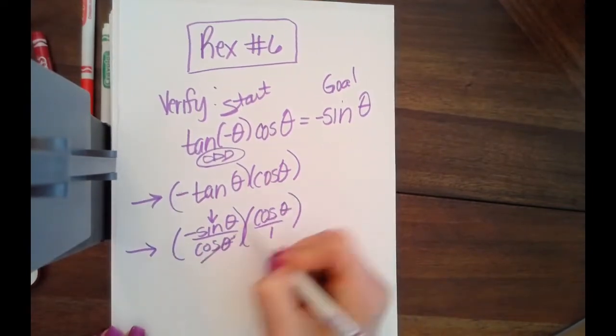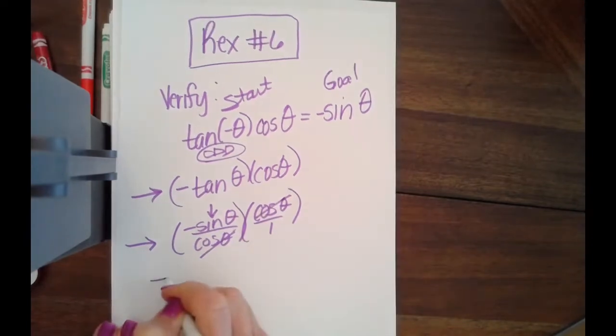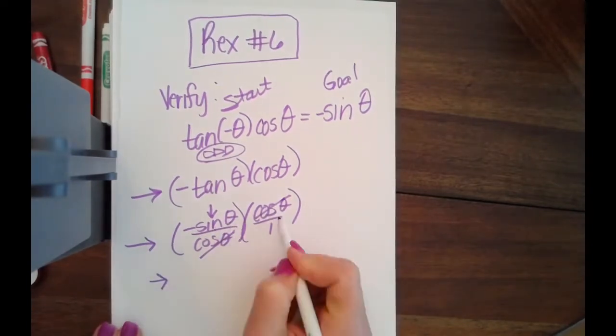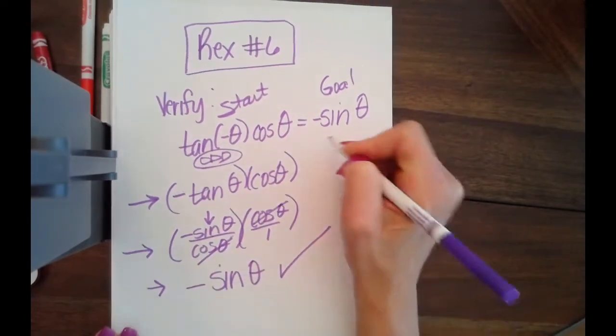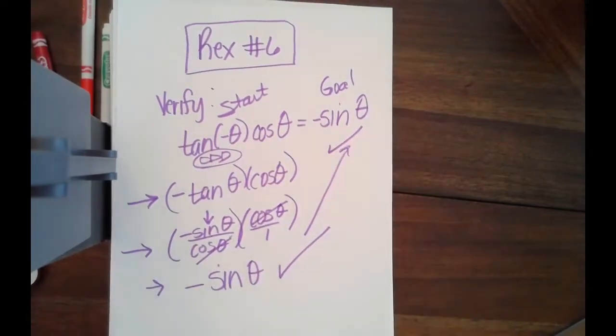Well, those are going to cancel out, and I am simply left with negative sine of theta over 1, or negative sine of theta. Mission accomplished, okay? So we verified it.